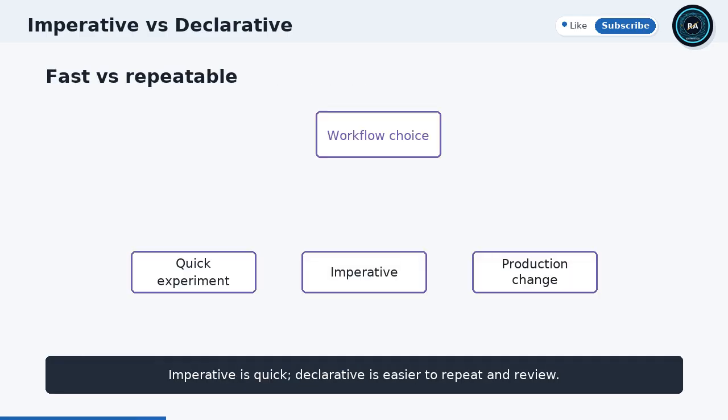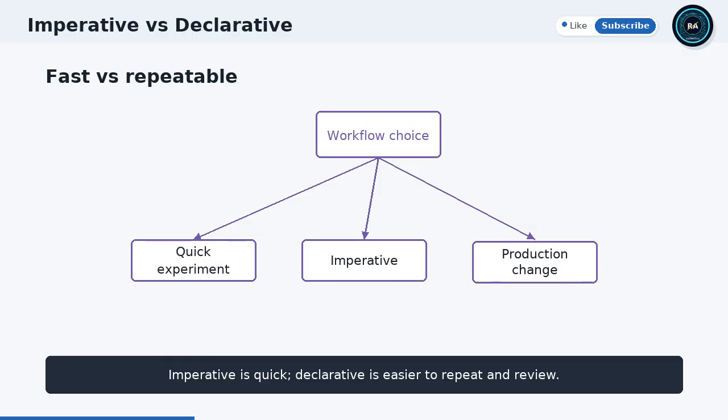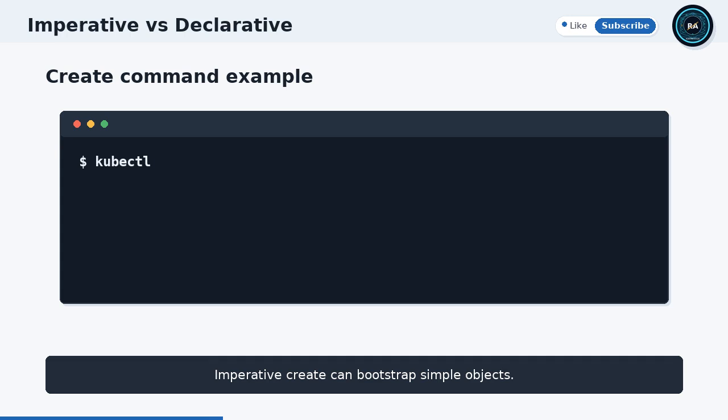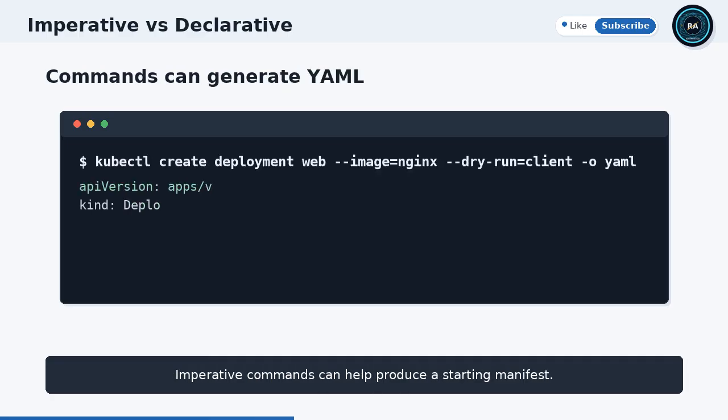Imperative commands are great for quick experiments. Declarative files are better when you need repeatability, review, and a clear source of truth. For example, kubectl create deployment can quickly create a deployment without writing the YAML first. A practical trick is dry run with output YAML. It lets you generate a starting manifest, then edit and commit the file.